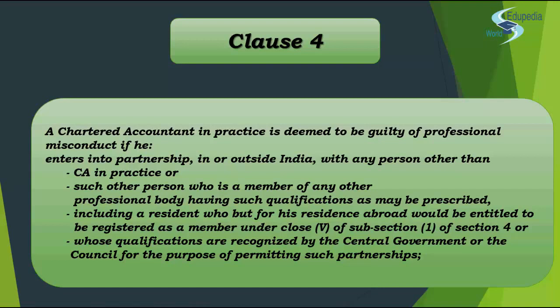And then it goes on to include a resident who, but for his residence abroad, would be entitled to be registered as a member under clause 5 of subsection 1 of section 4. Which means to say that if that person was in India, then everything was fine. So even if he's outside India, we'll consider him to be the same, right? Or whose qualifications are recognized by the central government or the council for the purpose of permitting such partnership. That means there are specifically four categories: either he is a chartered accountant in practice, or he falls under regulation 53A, or if he would have been in India, he would have been qualified, but just because he is abroad, we are dicey about it, so they are permitted. And at last, other qualifications that the central government recognizes and permits for partnership.